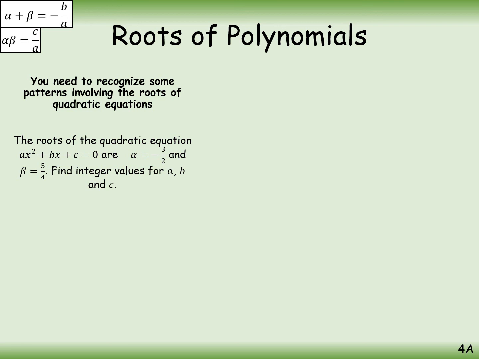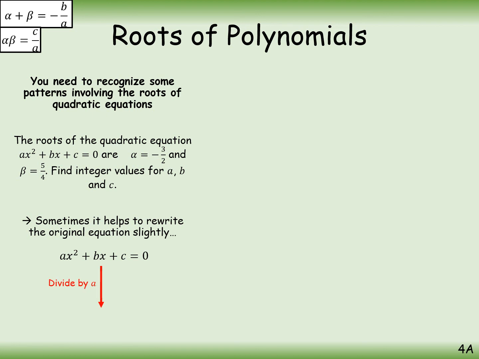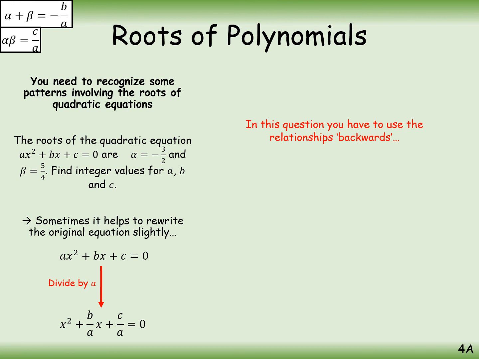So here, the roots of the quadratic equation are alpha equals minus 3 over 2 and beta equals 5 over 4. We've been asked to find the integer values of a, b, and c. Sometimes it helps to rewrite the original equation slightly. So ax squared plus bx plus c equal to 0. If we divide by a, we get x squared plus b over a x plus c over a equal to 0. So in this question, you have to use the relationship backwards. So we know alpha plus beta is minus b over a.